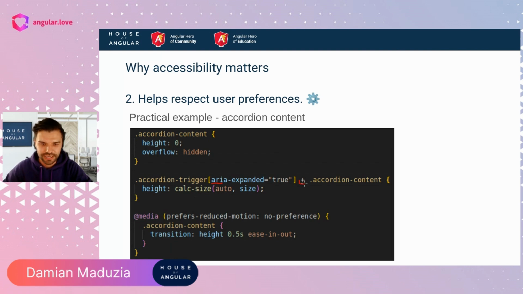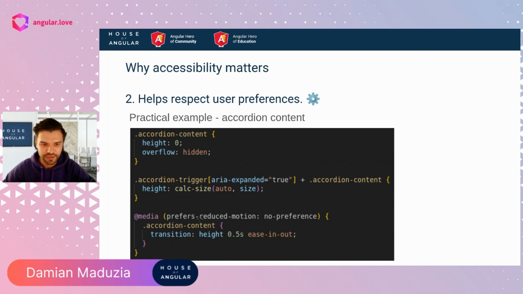Then we are using the adjacent sibling combinator in order to target the content, which, like I said, contains the body. Then we are using the calc-size CSS function to calculate the new size. And this is a fairly new CSS feature, which basically calculates the size to be the same as for the standard auto value based on the intrinsic size of the content, with a difference that it returns a numeric value, which in opposite to auto can be animated.